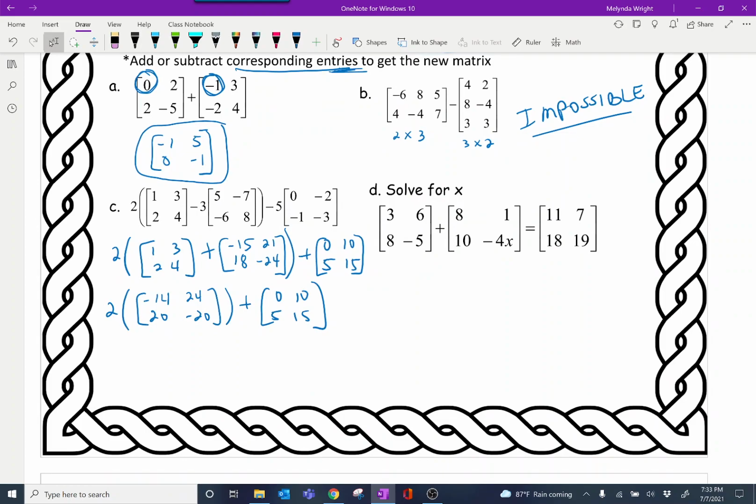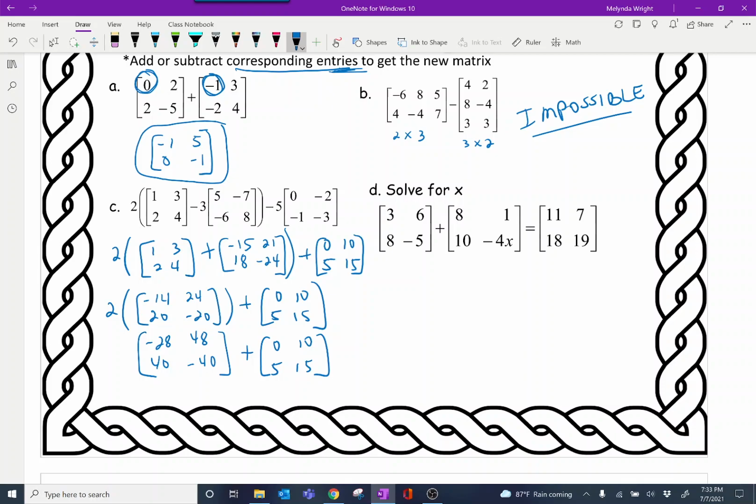So let's distribute the 2. Whew, finally get rid of those parentheses. So 2 times negative 14 is negative 28. 2 times 24 is 48. 2 times 20 is 40. And 2 times negative 20 is negative 40. Okay, plus 0, 10, 5, 15.